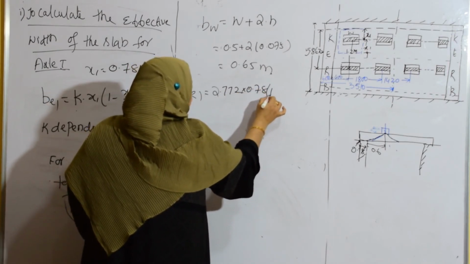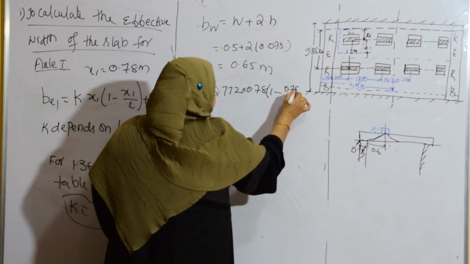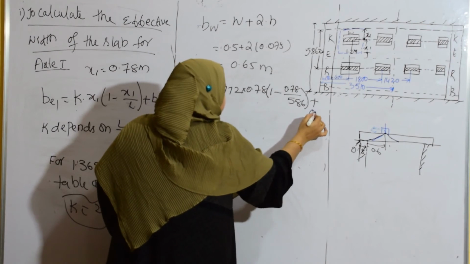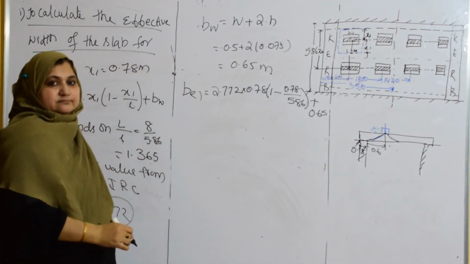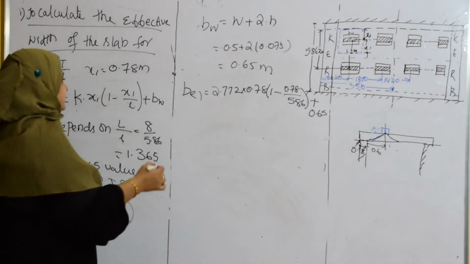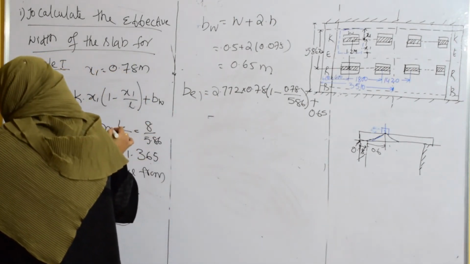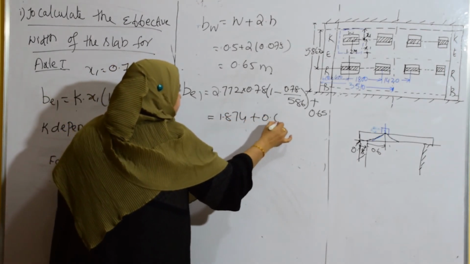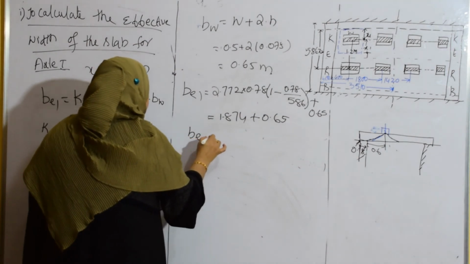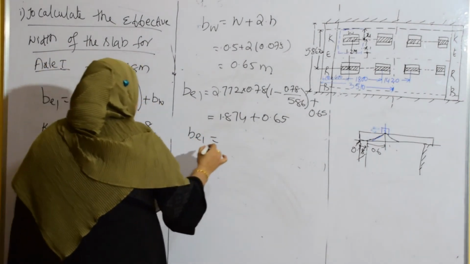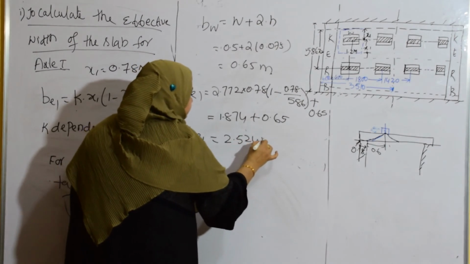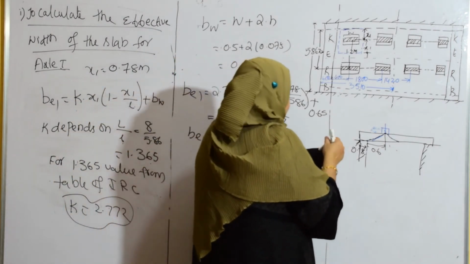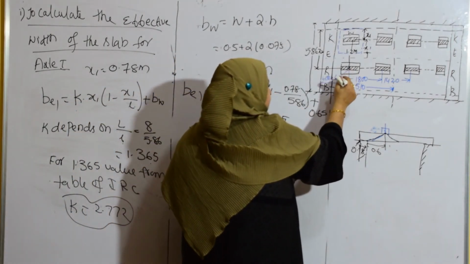Kx into 1 minus X1 by L, plus BW, which is 0.65. So after calculation, you will arrive at 1.874 plus 0.65. So BE1, you are getting it as 2.524 meter for one wheel. 2.524 meter.